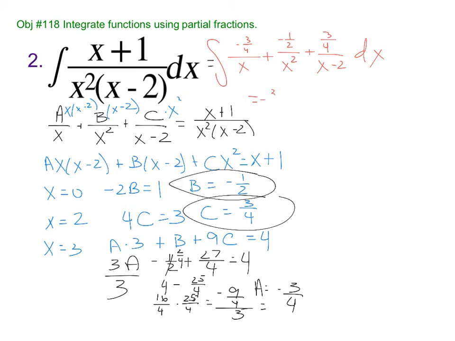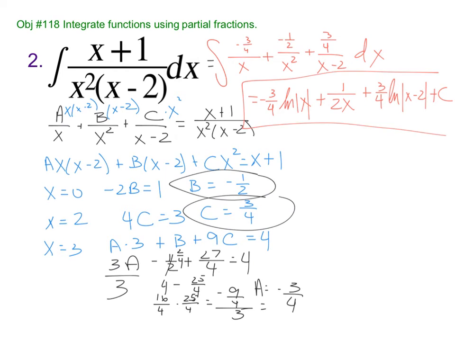Antiderivative: negative 3 over 4 ln of x. Be careful with that next one. That is not an ln because of the squared. Plus 1 over 2x plus 3 over 4 ln of x minus 2. So this became 1/2 over x, but I just wrote it 1 over 2x to make it easier.